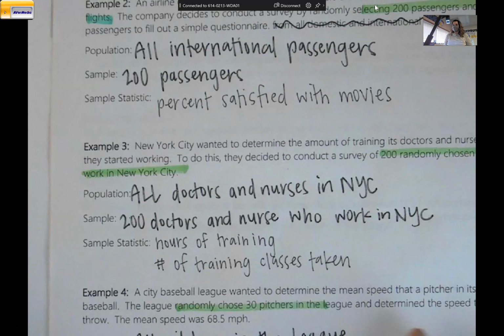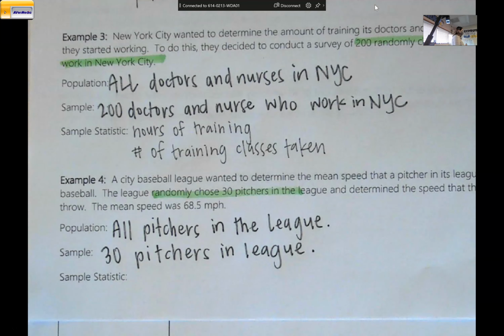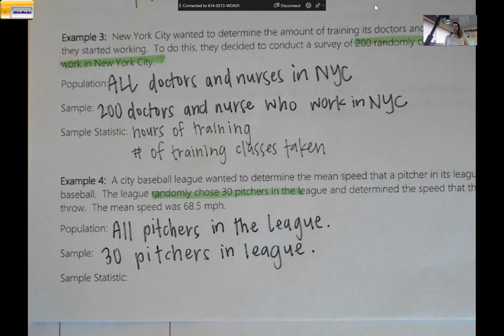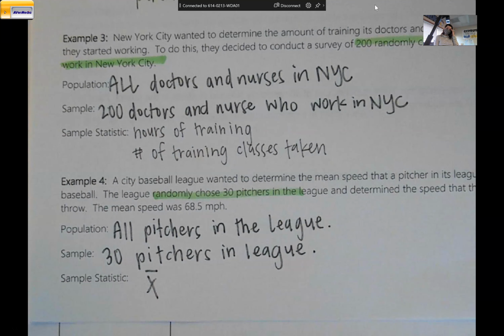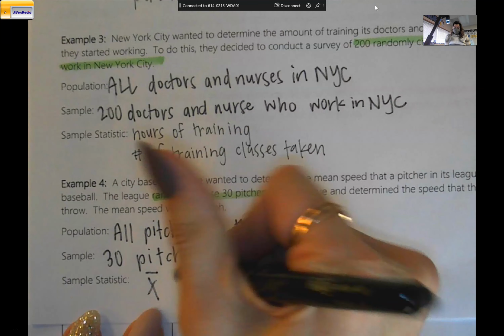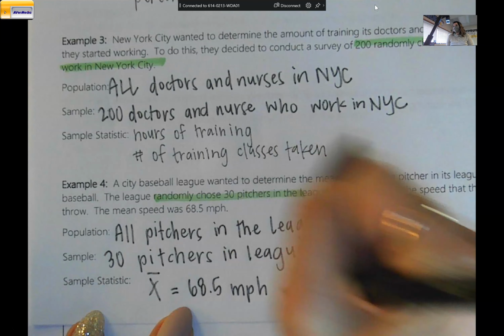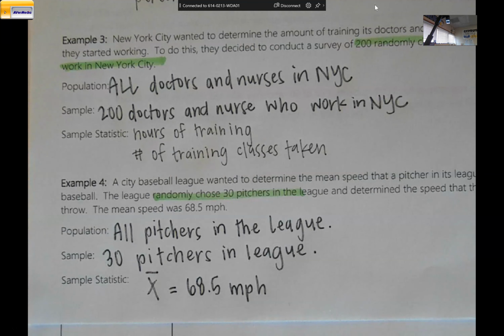Okay, population is all pitchers in the league, in their specific league. Sample is the 30 pitchers that they selected. The sample statistic this time, they gave it to you, and it's an average. So when we have an average, we call that X bar. And we found that to be 68.5 miles per hour. So in this case, we actually have a value for our sample statistic.